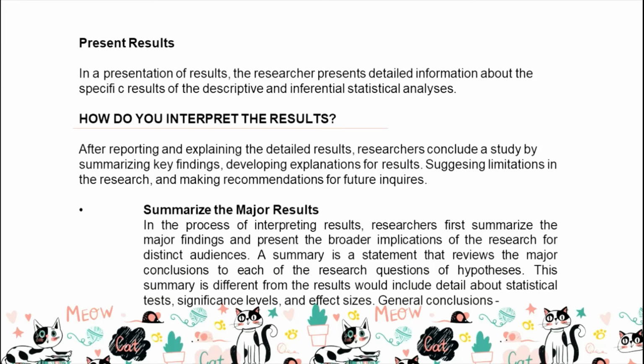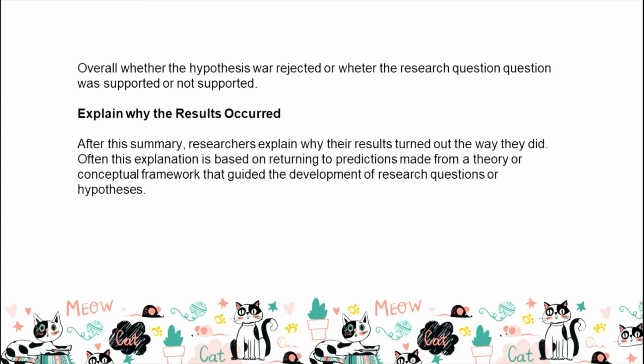General conclusion. Overall, whether the hypotheses were rejected or whether the research question was supported or not supported. Explain why the results occurred. After this summary, researchers outline why the results turned out the way they did. Often this explanation is based on a return to predictions made from a theory or conceptual framework that guide the development of research questions or hypotheses.